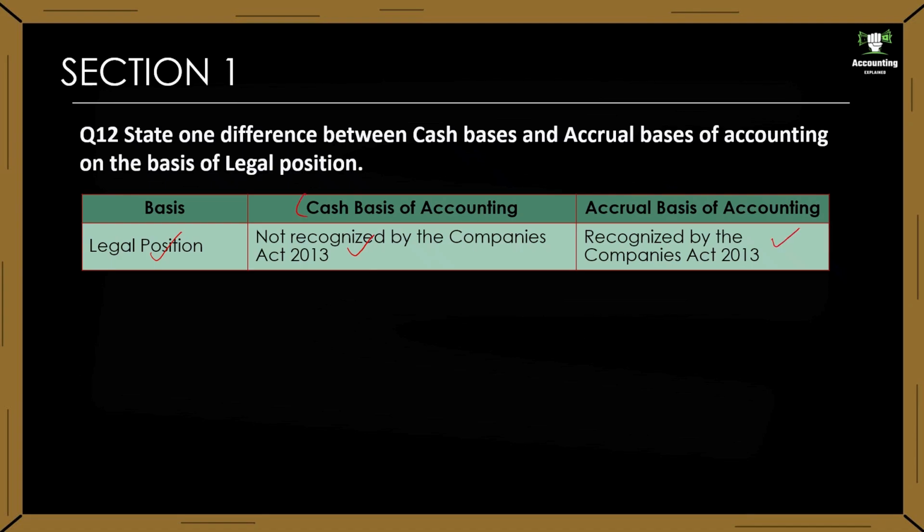Cash basis of accounting is not recognized for companies because it does not show a true and fair value of the financial position and it also ignores outstanding and prepaid items. It takes only the cash transactions. Okay, it does not consider outstanding or prepaid payments and receipts.